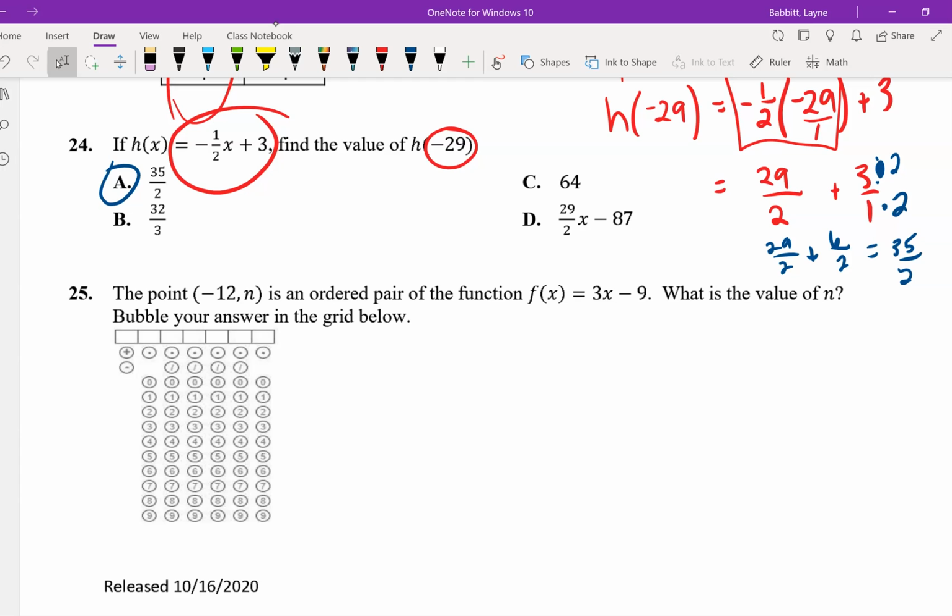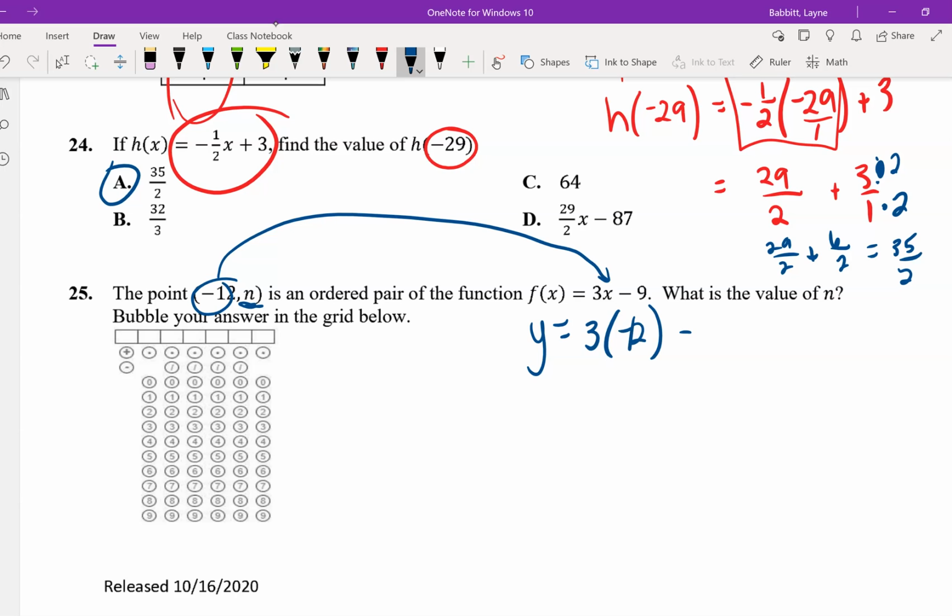All right, next one. The point negative 12 comma n is an ordered pair in that function. What is the value of n? Bubble in your answer in the grid below. We know x is negative 12, but we don't know what y is. So I'm going to plug this in for x and figure out what y would have to be. Remember, f of x we can just write as y for our purposes. So I'm plugging negative 12 in for x. y equals 3 times negative 12, which is negative 36, and we still have that minus 9. Combine those, negative 36 minus 9 is negative 45.